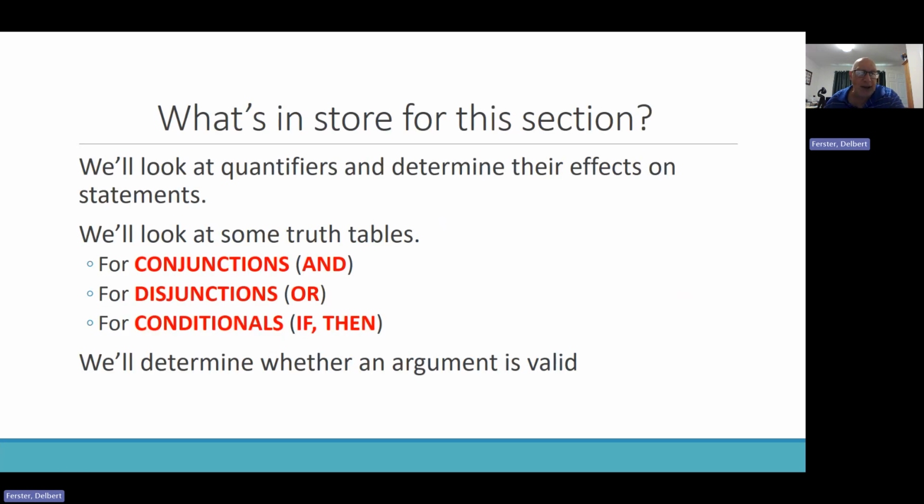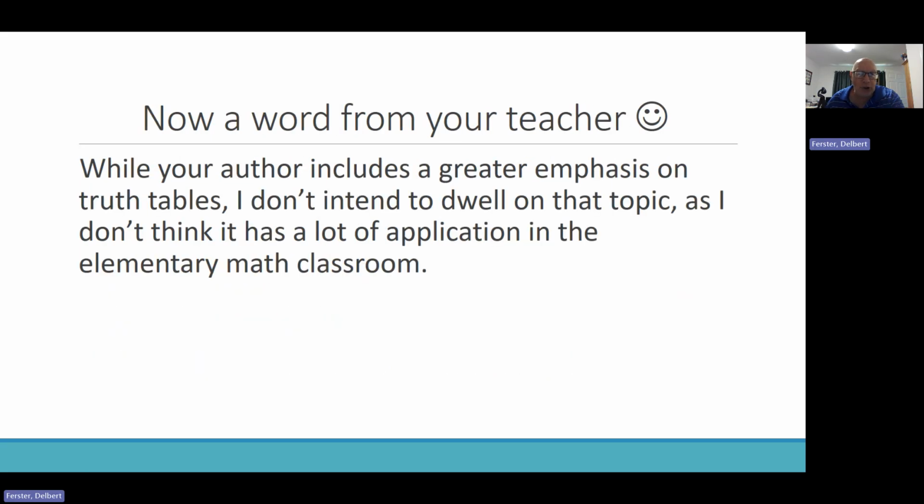What's up for us? Well, we'll take a look at conjunctions. The connector on those is "and." We'll take a look at disjunctions. Again, a $1.95 math word. The connector on those is "or." We'll look at if-then statements, a $1.95 math word for conditional, and we'll try to decide whether an argument is valid based on the premises.